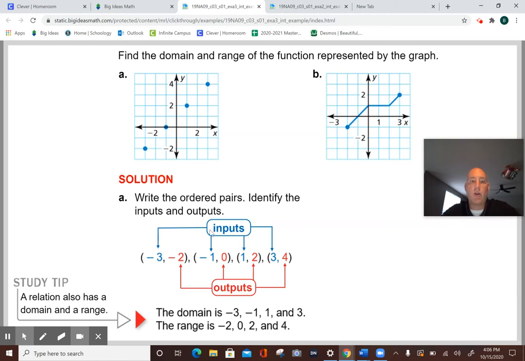My range is all the outputs. This y is -2, 0, 2, 4. And you can see them all here. So our range is -2, 0, 2, and 4.